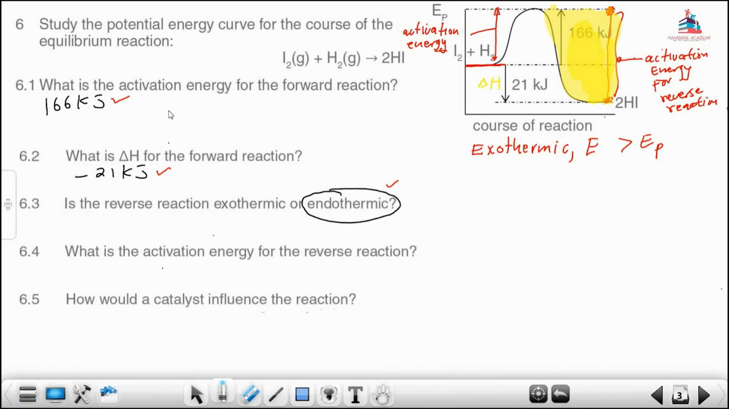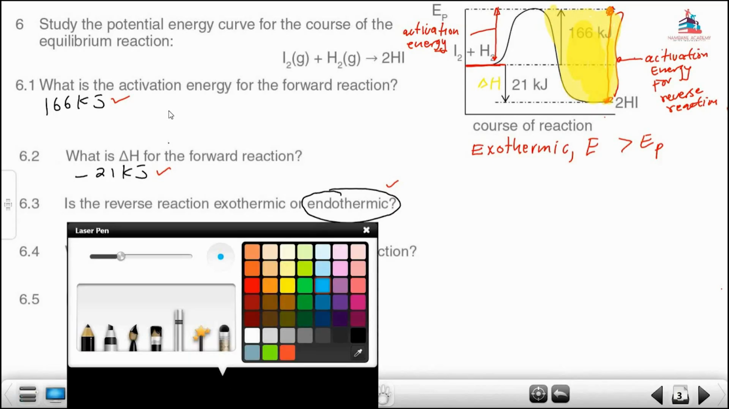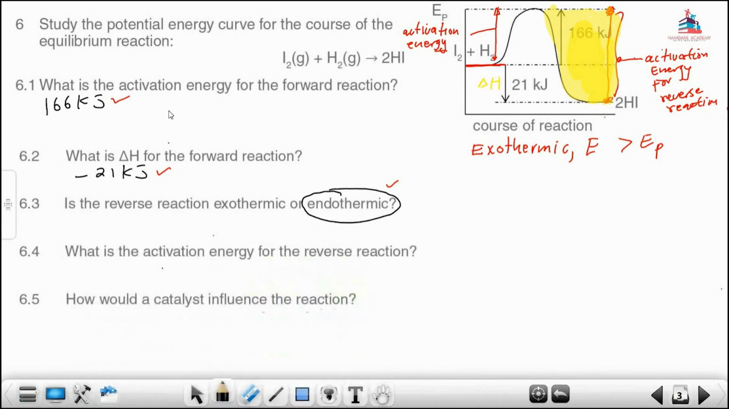Because here I have the 166 and the 21. So the 166 plus the 21 should give me the activation energy for the reverse. Do we agree? Yes, sir. Yes. Then because I understand exactly the graph, it's easy for me to say I am going to have 166.